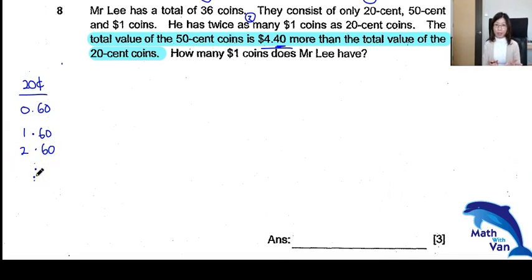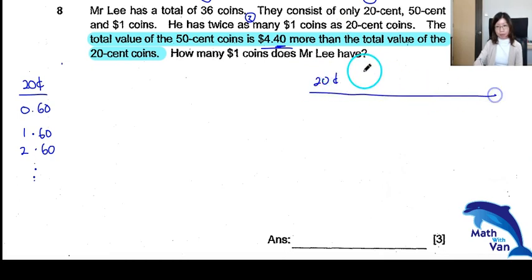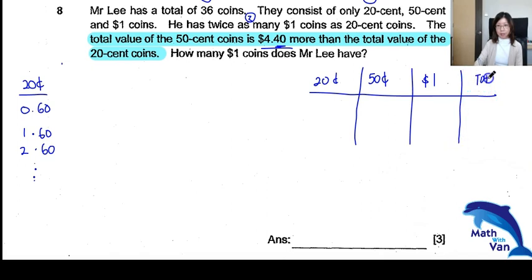But you do not have to worry, because the total is only 36, right? And since you have twice the number of $1 coins as 20 cents, you do not have to guess too big a number here. So there are not many numbers that we have to try and error. You see that? So if you like, you could just do a table here as well and see if all this add up to be 36. Okay? So now, if you want, you do a check with this.